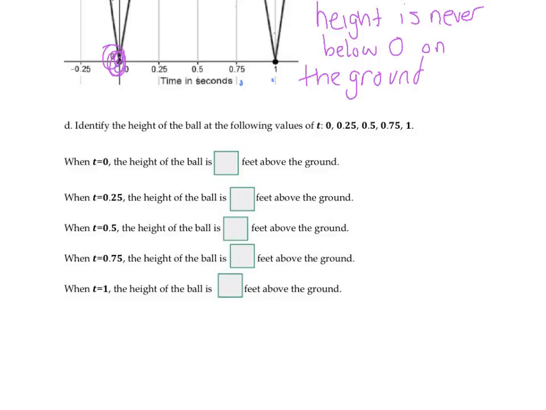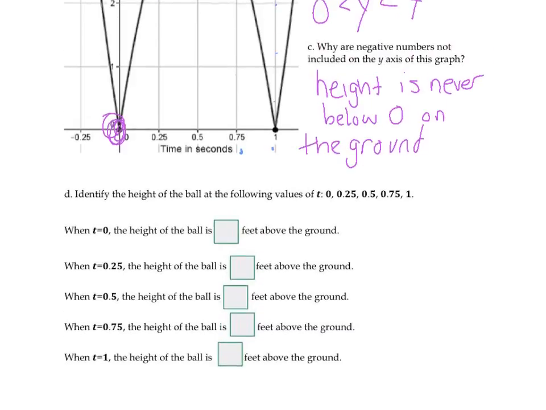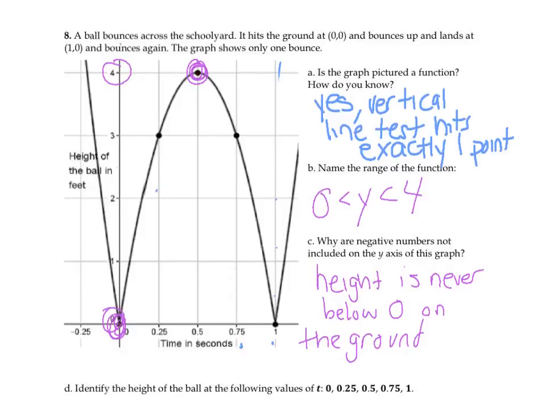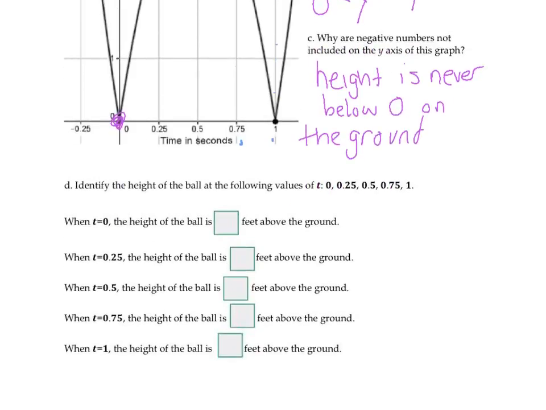Now we can look at part D, and this tells us to identify the height of the ball at the following values. When t is 0, 0.25, 0.5, 0.75, and 1. So to do that, we can use the graph to help us. So the first one, when t equals 0, the height of the ball is blank feet above the ground. So looking at when t is 0, our point is right on (0, 0), so our answer is going to be 0 feet above the ground.